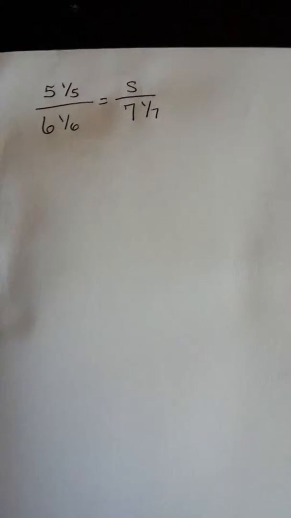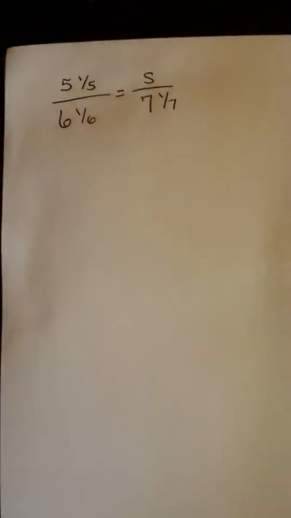Let's look at how to solve fractions involving mixed numbers. The first thing we're going to do is take the mixed numbers and turn them back into improper fractions. So 5 1/5, to turn that back into an improper fraction, we'll do the denominator times the whole number. So 5 times 5 is 25 plus the number on top.